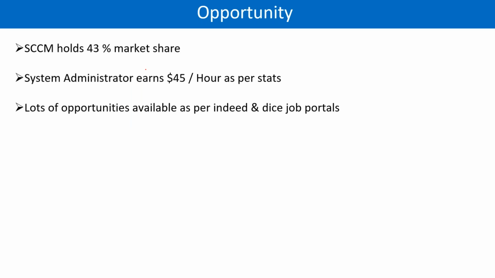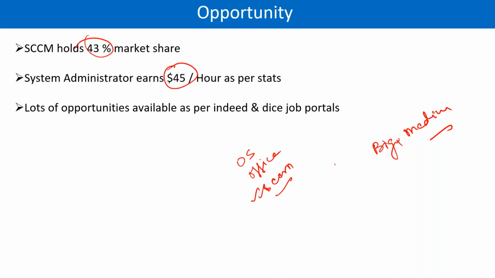Now, opportunities: you have a number of opportunities because this is the third largest selling product of Microsoft. First is the OS. Microsoft is selling operating system first, then Office, and then SCCM, which is now MECM. So because of this, wherever you go, you will find SCCM. Almost all big size and medium size companies have SCCM. You may not find SCCM in small size companies, but big and medium size companies have it. 43% of market share. People are earning a good salary. Average salary is $45 as per the statistic, in Europe, Australia, Canada, America.